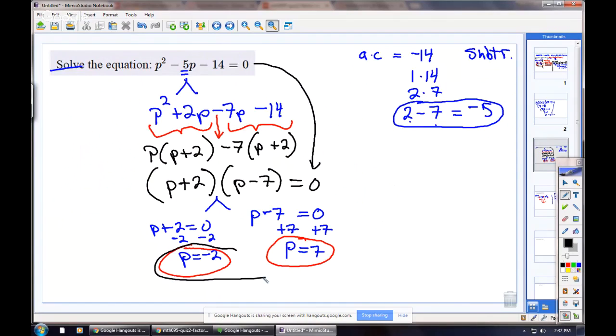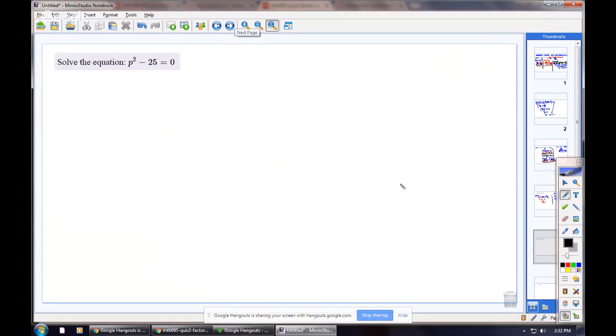They both work. Well, they always both work in this type of equation, if I did this stuff right. But don't take it for granted. Always check. All right, let's try another one.